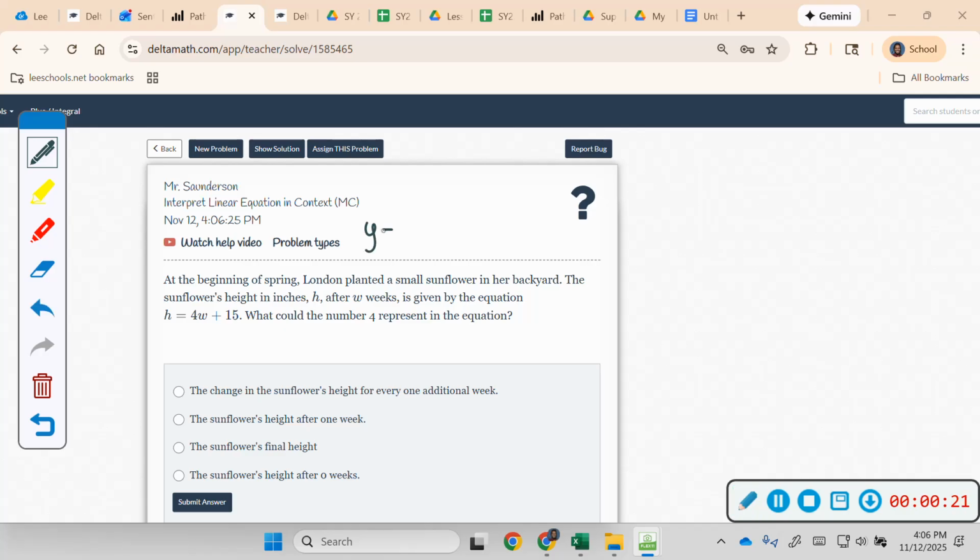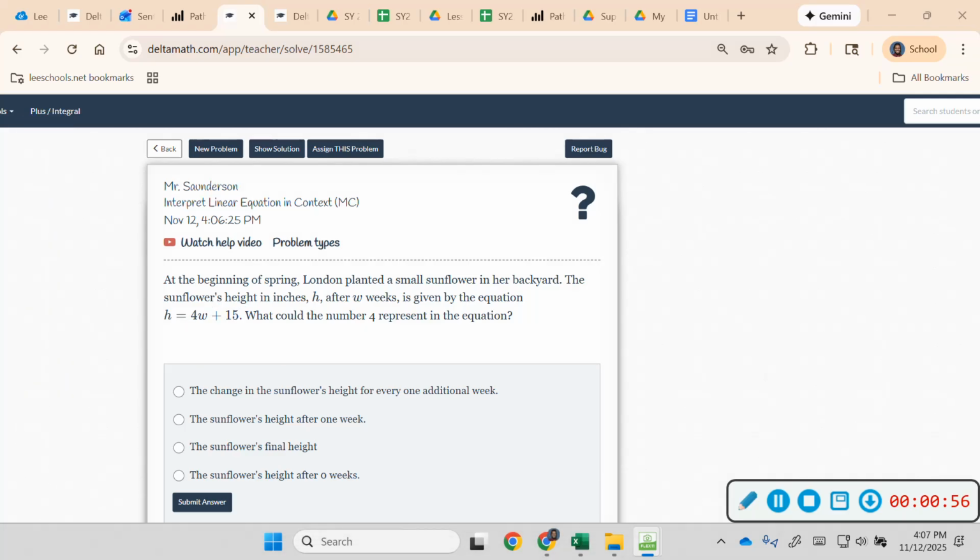So this equation looks like what? y equals mx plus b, where y is the total, m is the slope, and b is the y-intercept or the initial value. So in this case, the 4 is the slope, 15 is the y-intercept. So again, this is the slope, this is the y-intercept. It says, what could the number 4 represent? Well, the 4 represents slope, and slope is a rate of change. So it says the change in the sunflower's height every one additional week. I would agree with that because it is the rate of change.